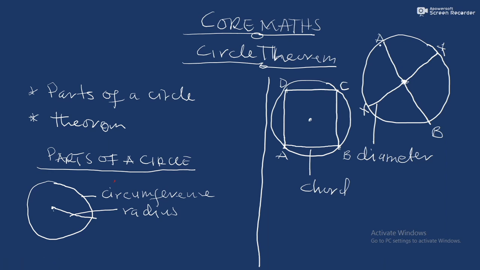So AB is also a diameter. It's a special type of chord. Good.